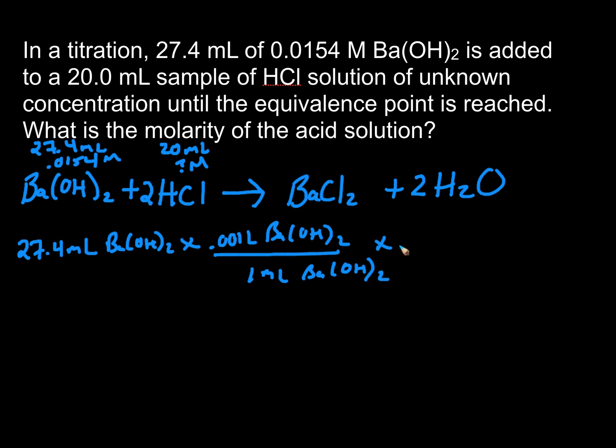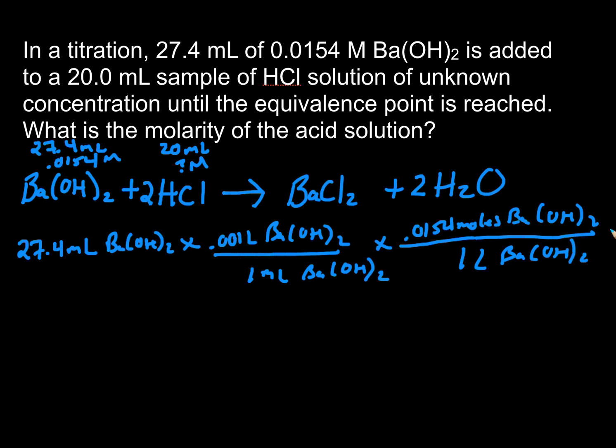Okay, so now we're going to use our molarity. And we have 0.0154 moles Ba(OH)2 over 1 liter of Ba(OH)2. Let's extend here, put it down here. So now we're in moles of Ba(OH)2. We want to get to moles of HCl. So we're going to use 2 moles HCl all over 1 mole of Ba(OH)2.